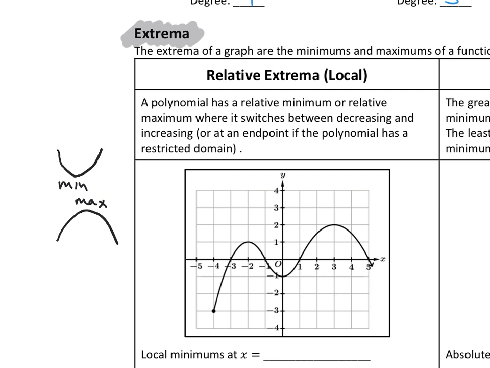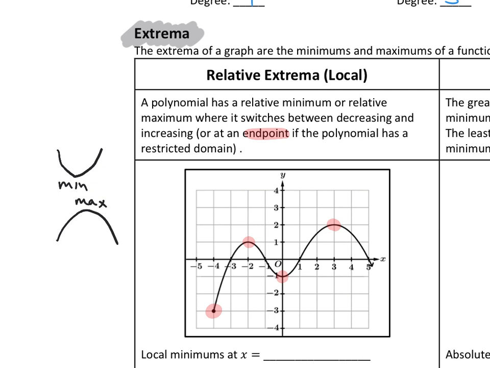So every time it switches back and forth, you will have a relative maximum or a local maximum, because compared to the stuff around it, it's really big or really small. Also at endpoints, you will have extrema. So if I looked at this graph right here, I see that I have an endpoint on the left. I have a hill, I have a valley, I have a hill. Do I have an endpoint on the right side?